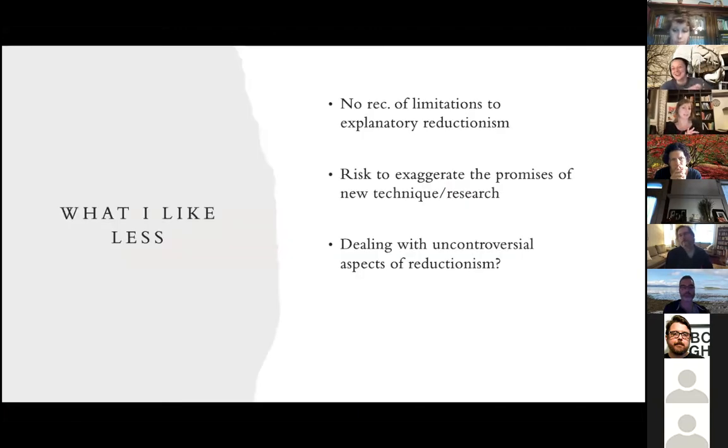There are things that I like a little bit less, or better said that I didn't really capture, and I think that would deserve more discussion. And these things are that I don't see a recognition of the possible limitations of explanatory reductionism. This is not because I think that one has to do everything in a single paper, but at least to share or to gesture toward certain kinds of limitations that explanatory reductionism has and could have. In this way, we risk, or the article may risk, exaggerating the promises or the potential of new techniques or the application of these new techniques, in this case, scape microscopy in olfactory research.